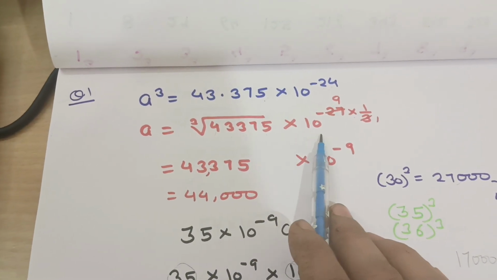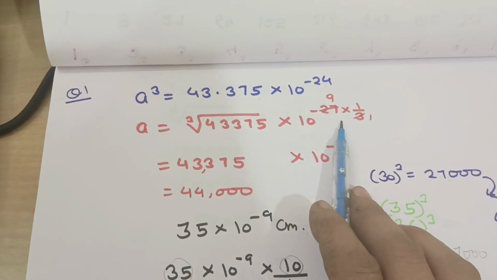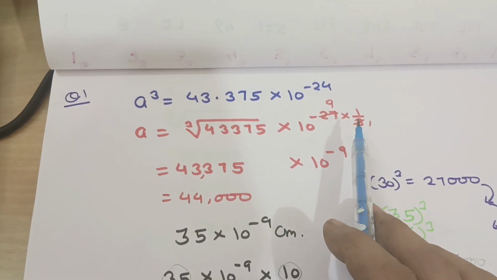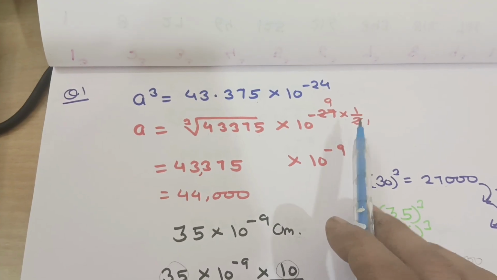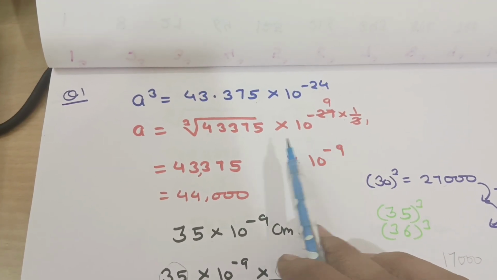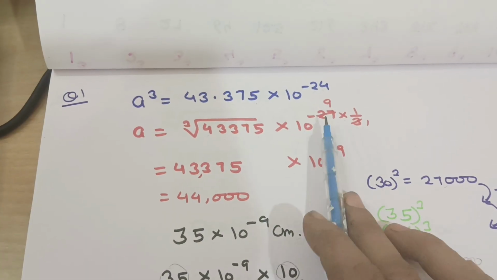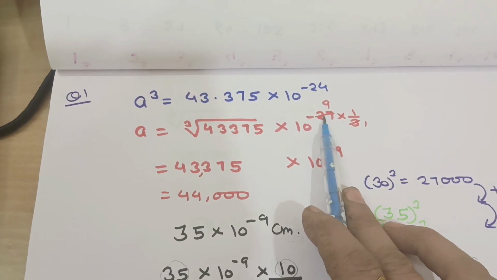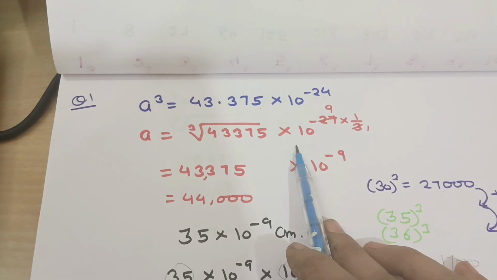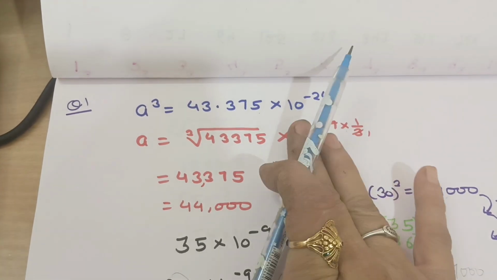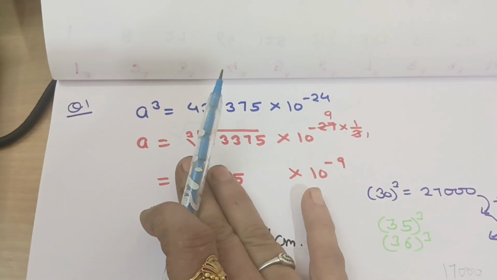43375 into 10 to the power minus 27, into 1 upon 3. 1 upon 3, because we are finding the cube root of 43375. So solve it. 3 ones are 3 and 3 nines are 27. Here you get 10 to the power minus 9. This part is easy. Now do this part.